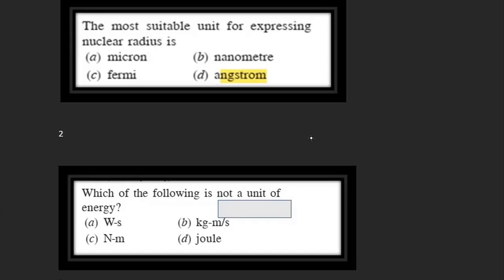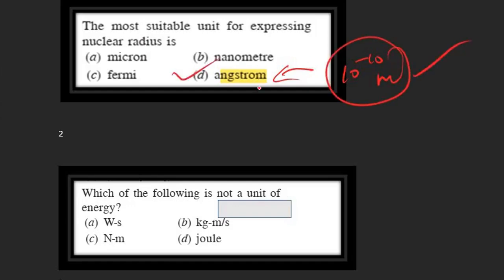The most suitable unit for expressing nuclear radius. It's a very small value. So think of the answer. Micron, nanometer, Fermi, angstrom. Yes, this is an easy question. You know it's angstrom, 10 to the power minus 10 meters. That's the answer. And moving into the second question, which of the following is not a unit of energy?